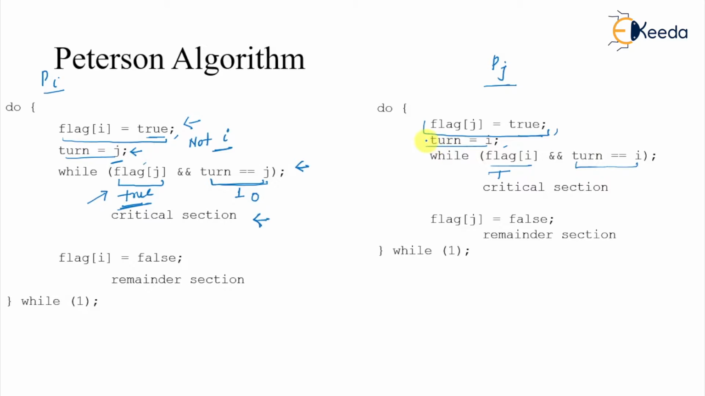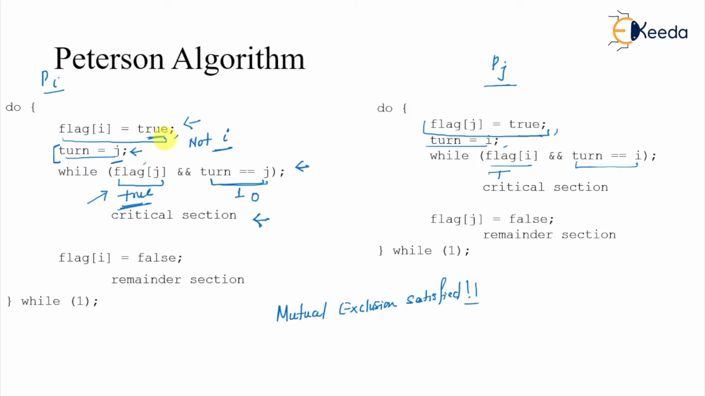That means turn will be either i or j, depending on which statement gets executed first, and based on that only one process can enter into the critical section. So we can say that mutual exclusion is satisfied. Right? Mutual exclusion is satisfied over here.